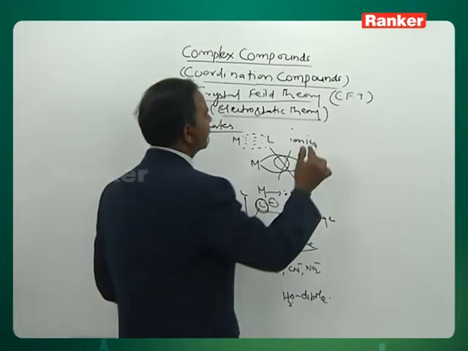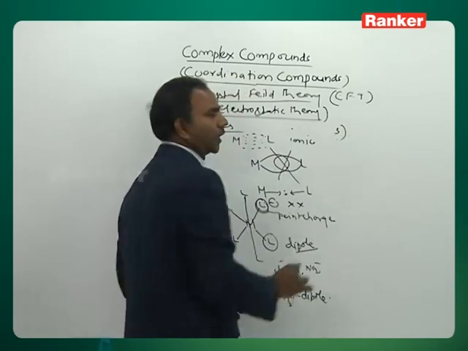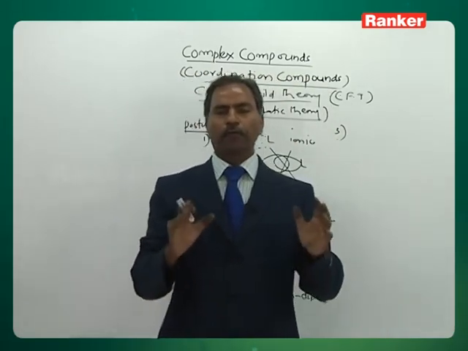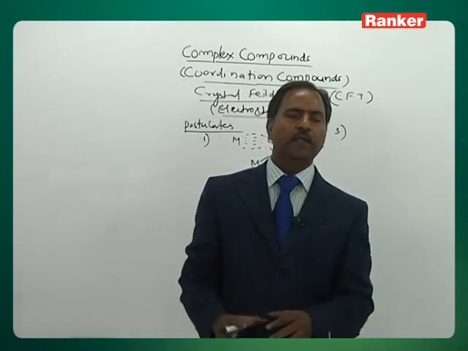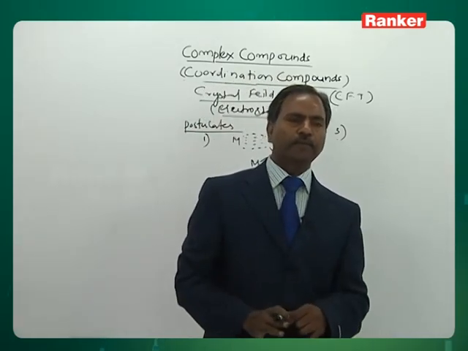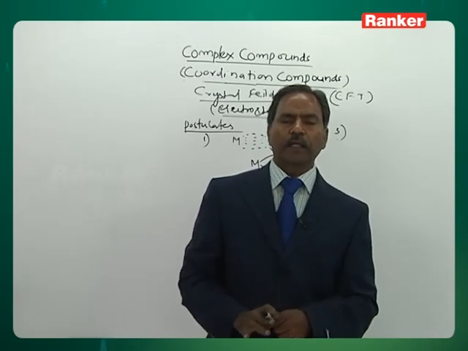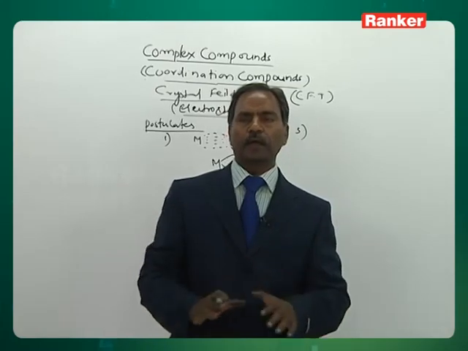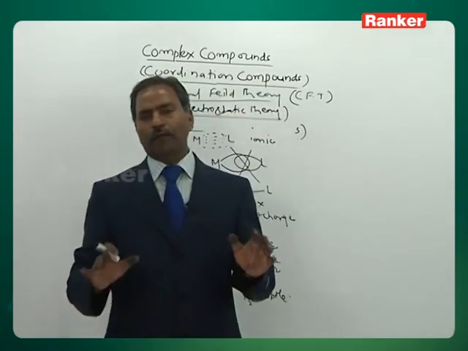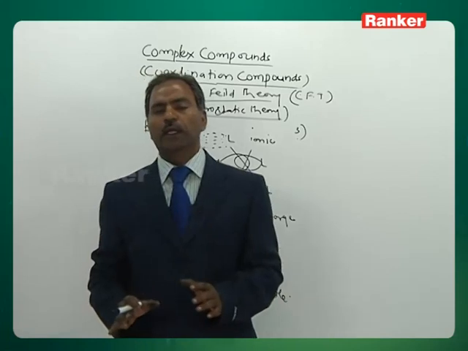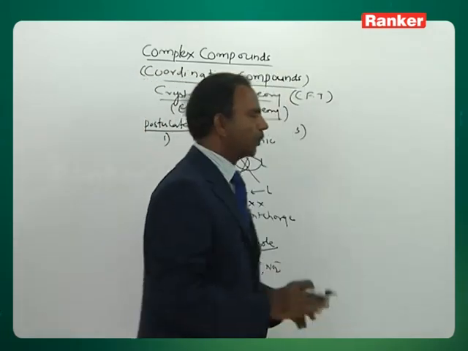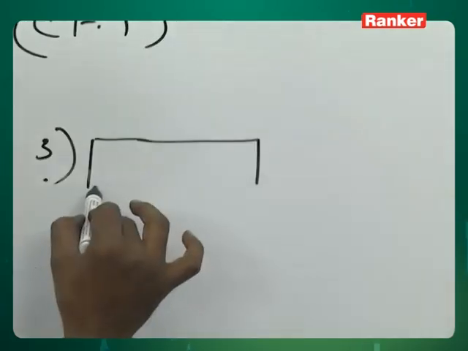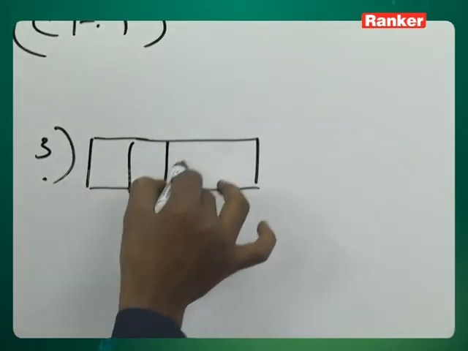Next. Under the influence of different field strengths of the ligands, some ligands are weak field ligands and some are strong field ligands. Based on this, under the influence of different field strengths of the ligand, the 5 d orbitals split into different energy levels.